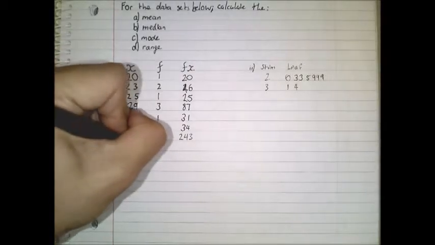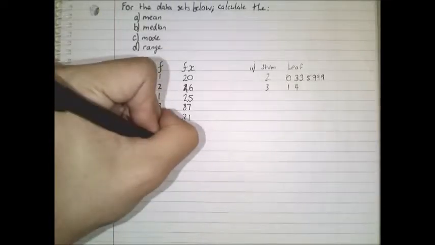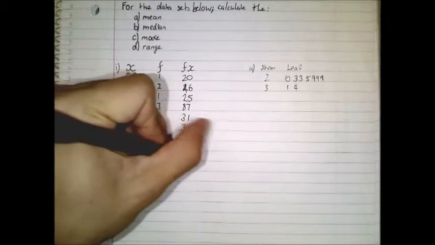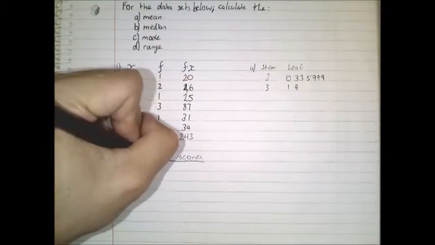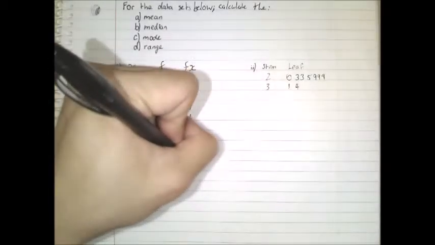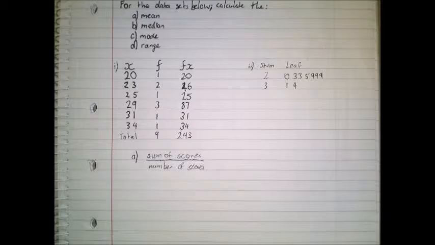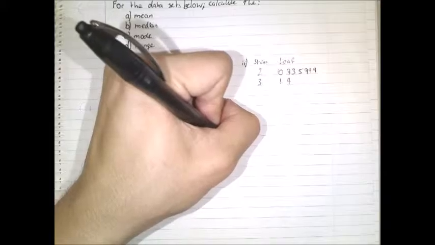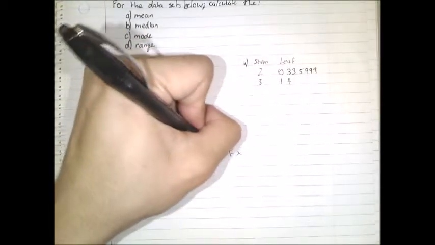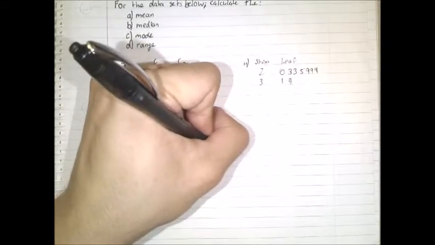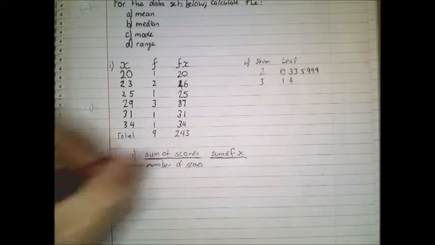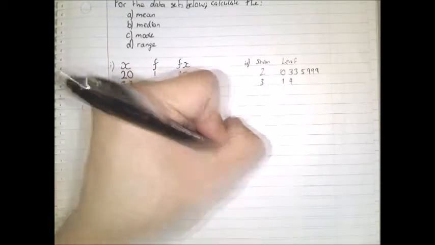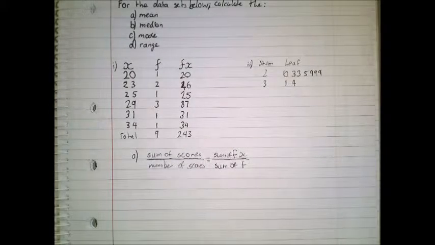First we're going to look at mean, and mean is what is also known as average, and the mean is equal to the sum of scores divided by the number of scores. Or in the case of a frequency table, the sum of scores, fx, divided by the sum of frequency, or f. They're the same thing.